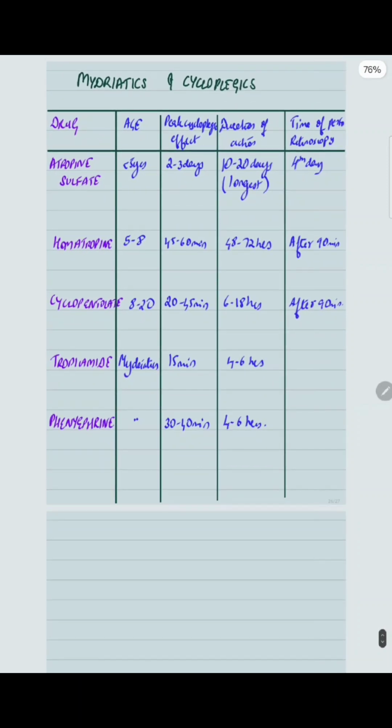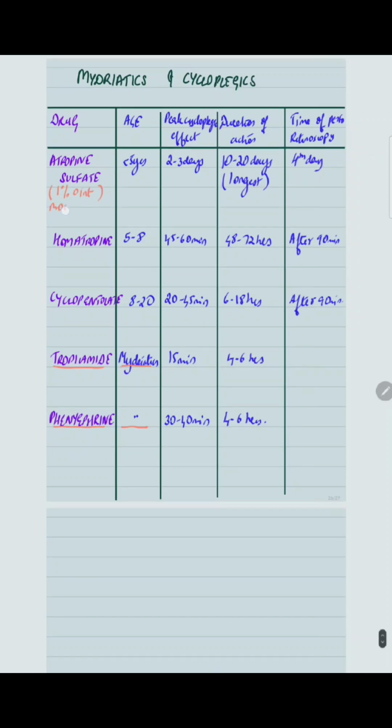Next are mydriatics and cycloplegics. There are different drugs like atropine sulfate, homatropine, cyclopentolate, tropicamide and phenylephrine. Tropicamide and phenylephrine have only mydriatic action. The other three have both mydriatic and cycloplegic action. Atropine sulfate is available in 1% ointment, and it is the most powerful cycloplegic agent.